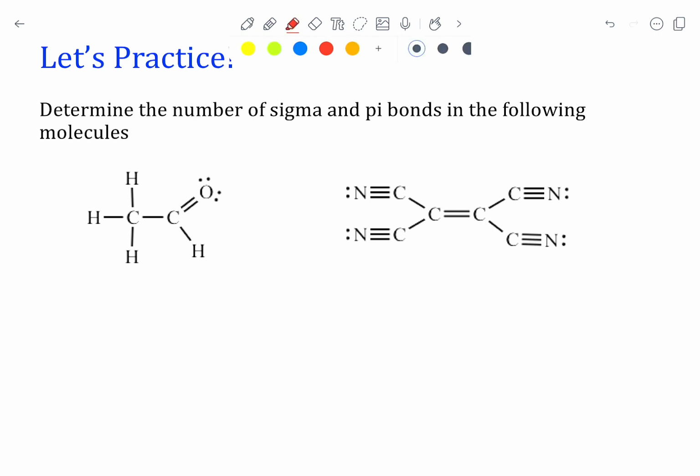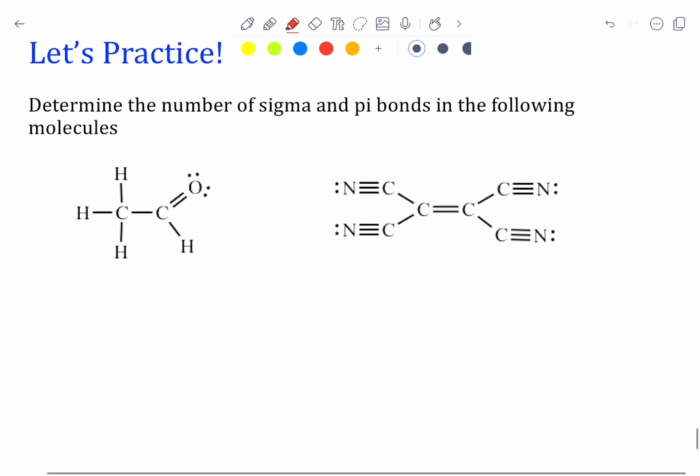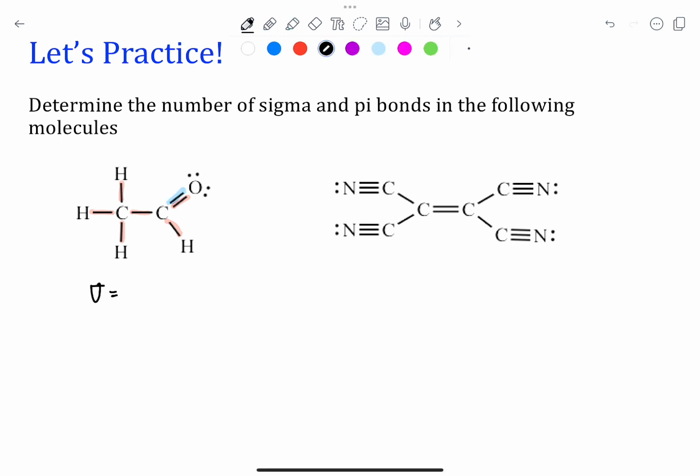I'm going to keep going with my highlighting where sigma is red. So every single bond is a sigma bond. So we have a single bond. So that's 1, 2, 3, 4, 5 single bonds. And then we have a double bond where one of those bonds is a sigma and the other bond is a pi. So for sigma, we have 1, 2, 3, 4, 5, 6 bonds, and for pi we only have 1 bond.